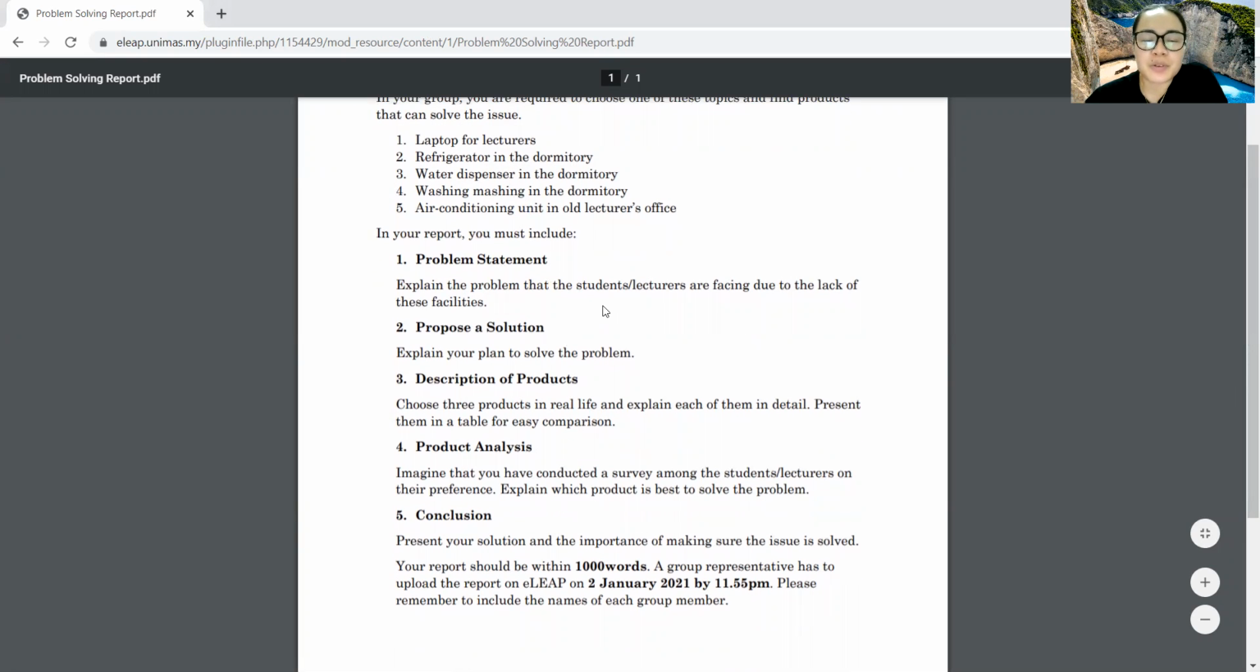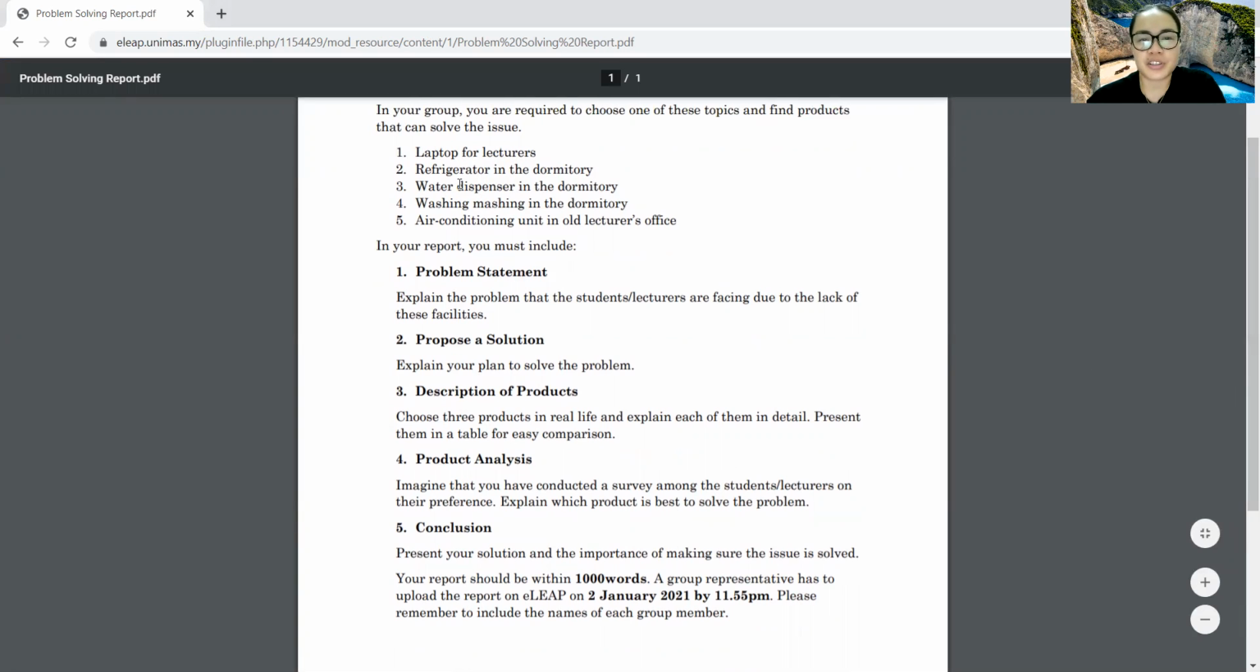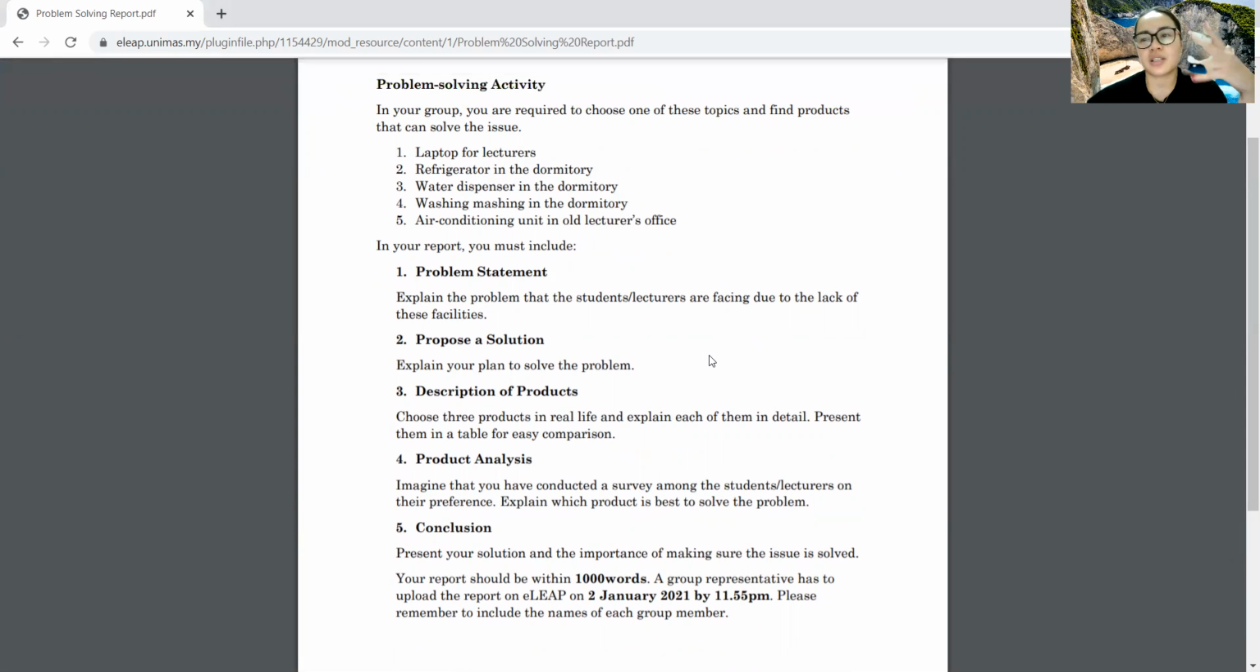So the 5 parts. One is the problem statement. Explain the problem that the students or lecturers are facing due to the lack of these facilities. For example, a refrigerator in the dormitory. Explain the problem faced by the students because they don't have a fridge in the dorm. They cannot store the food that they bought and so on. You explain just briefly. I'll give you a sample that you can follow.